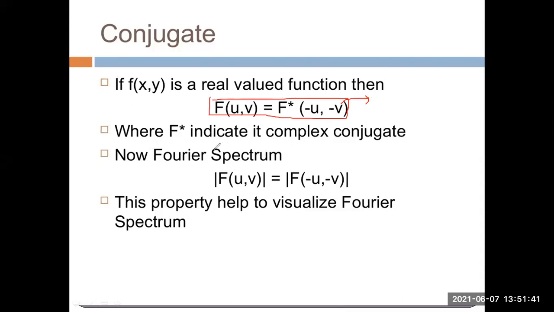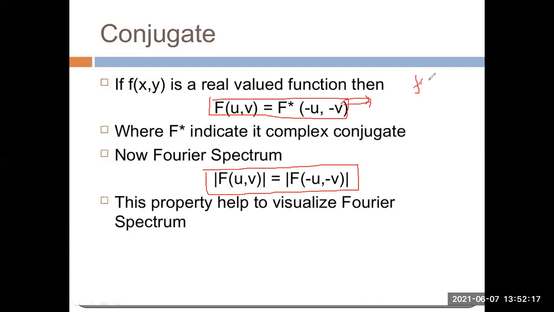Now the point to be remembered here is that the magnitude spectrum or frequency spectrum will be the same. That is, mod of F(u, v) will be equal to mod of F(minus u, minus v). Okay, clear? This property, the conjugate property, is basically useful for visualizing the Fourier spectrum. Fine. So this property is called the conjugation property.